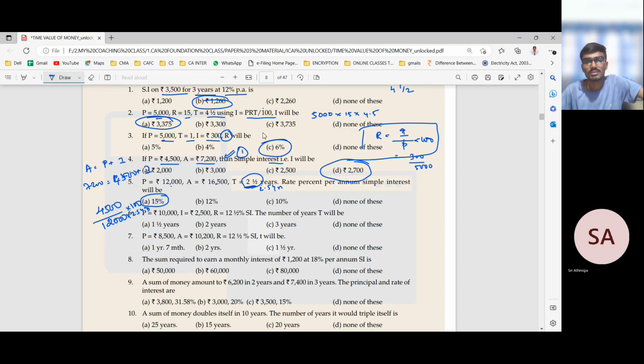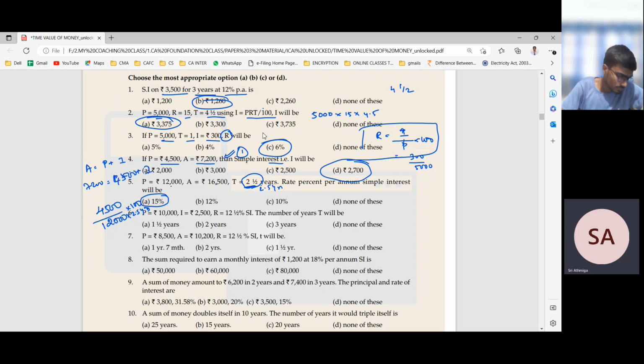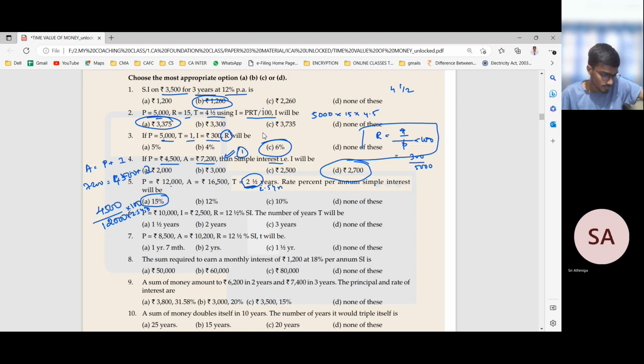Okay, then sixth question. P is equal to 20,000, I is equal to 2,500, R is equal to 12.5%. Simple interest. The number of years T will be. So shall I give you some more better formula to have a good grip? Yes, sir.